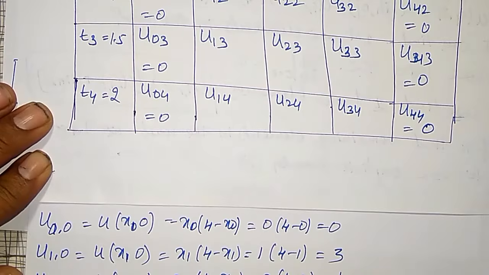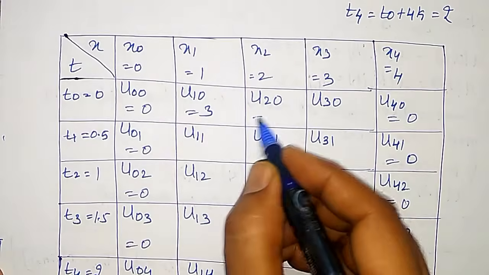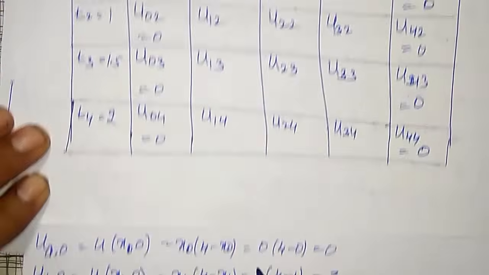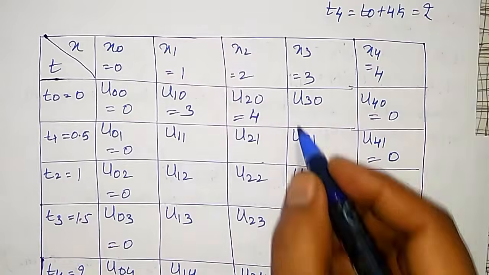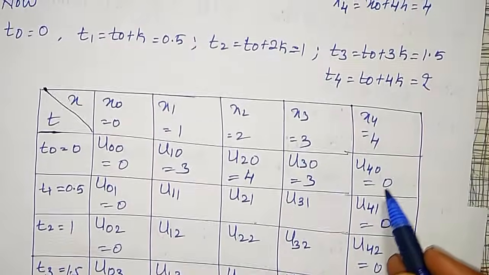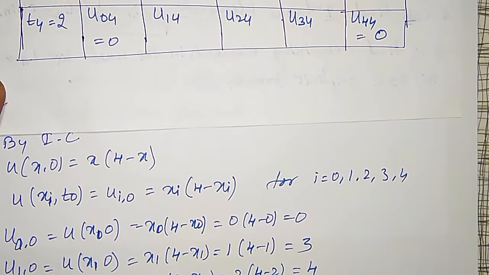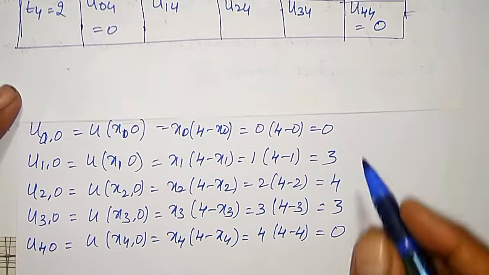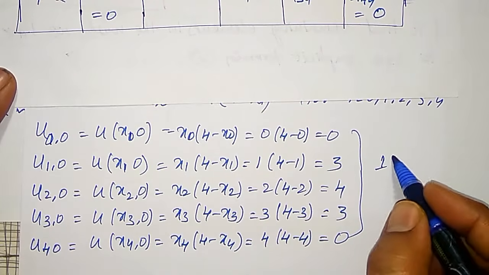Like that, u20 is equal to 4. Next, u30 equal to 3, and u40 equal to 0, and it is already there from the boundary conditions. Therefore, using this initial condition, I have calculated the first row elements.